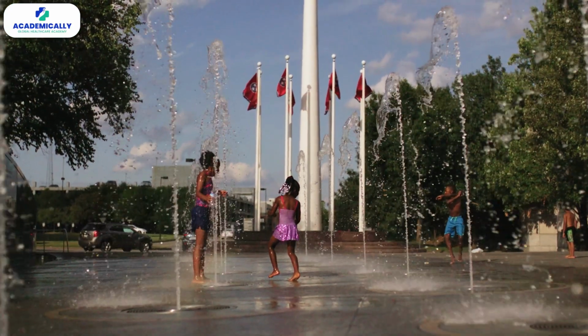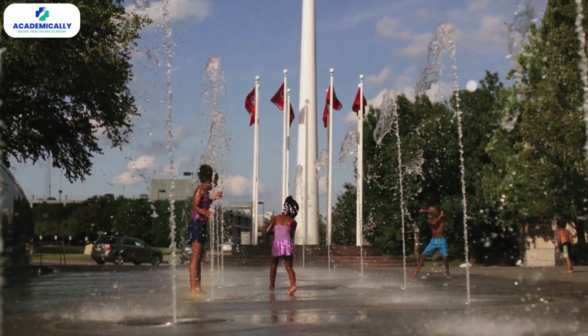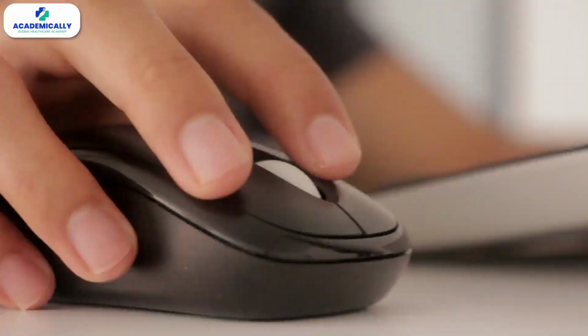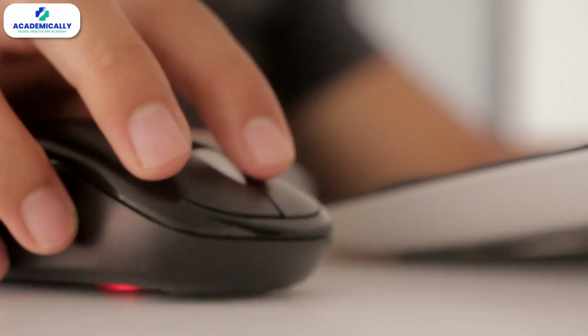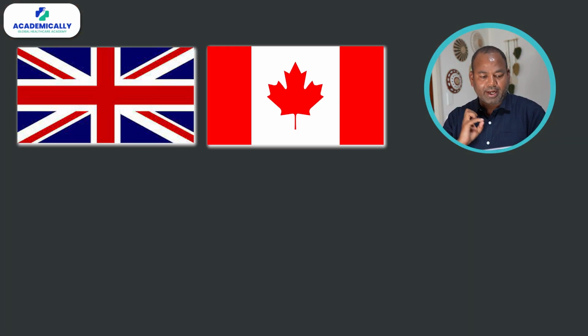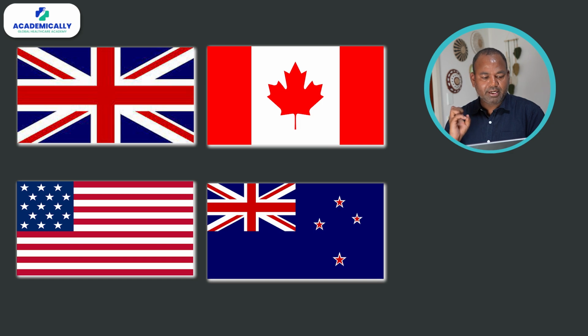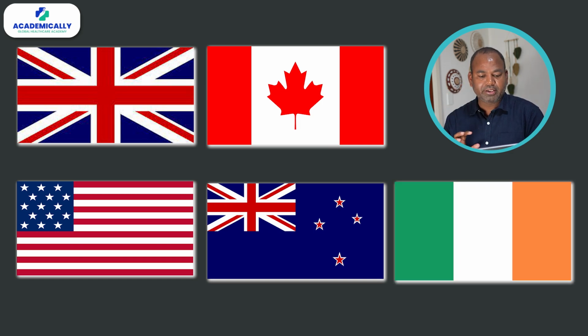If you are from any of these 5 countries and you are a registered RMP in that country, then you can directly apply for the competent authority pathway in Australia. Number 1 is the UK, number 2 is Canada, then the US, New Zealand and Ireland. These are the 5 countries. If you completed the process there, then you can directly apply for the competent pathway in Australia.